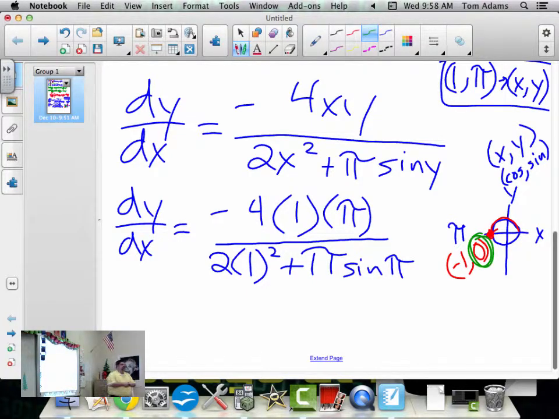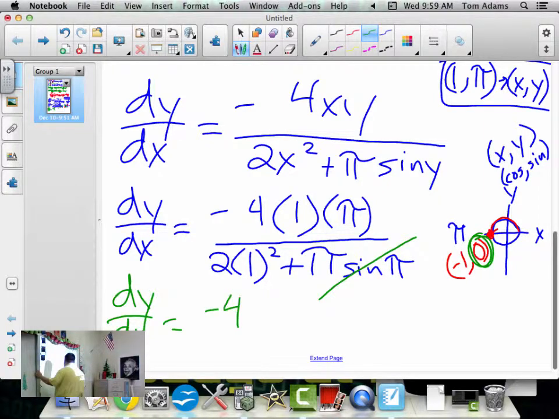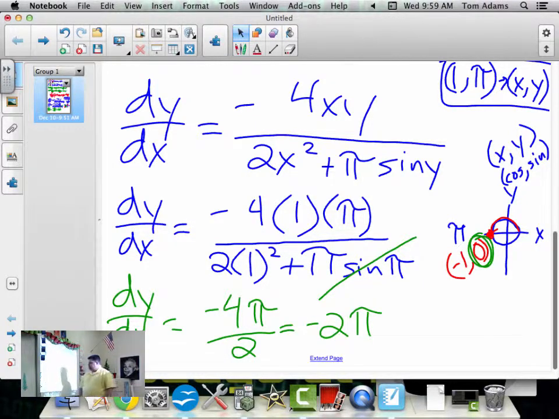Double check it in your calculator real quick. Well, that's what the answer is. Anyways, this whole thing goes away to 0 because 0 times pi is 0. So dy dx is equal to negative 4 pi all over, it's not over 4. What do we do first? 1 squared is 1, so it's 2. Negative 4 pi over 2 is negative 2 pi. Whew, that was a lot of work.